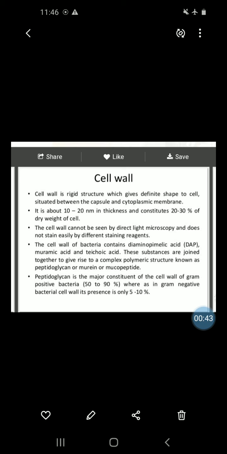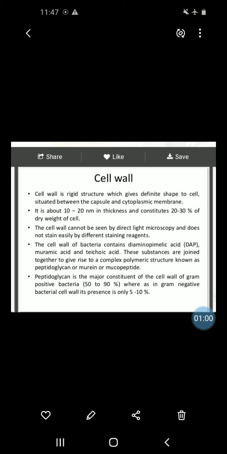It is situated between the capsule and the cytoplasmic membrane. Where is the cell wall located? Between the capsule and cytoplasmic membrane. It is about 10 to 20 nanometer in thickness, and it constitutes about 20 to 30% of the dry weight of the cell. Keep in mind the thickness is 10 to 20 nanometer.